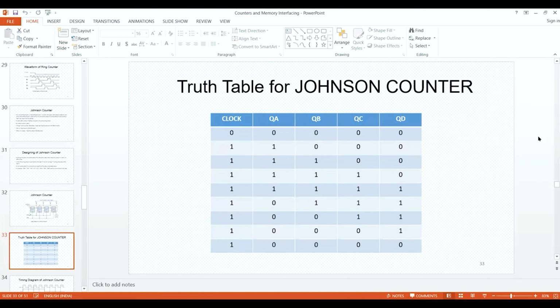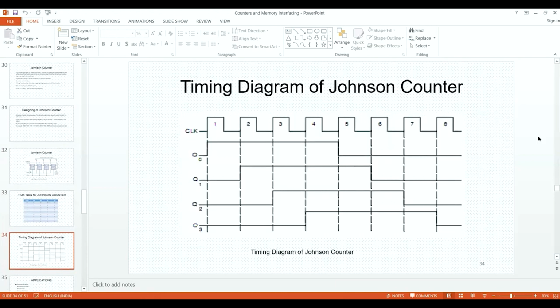I hope this is clear. So it is going in reverse order and forward order both. So this is how we talk about the Johnson counter. There is a timing diagram of the Johnson counter. Okay, this timing diagram is very, very important.